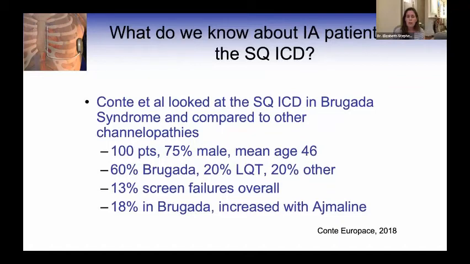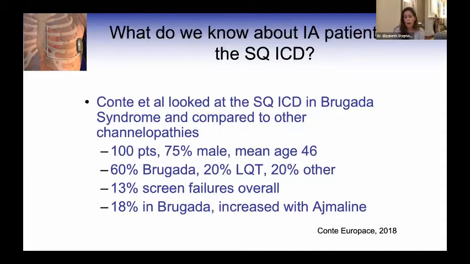Well, Conte et al. looked at their large Brugada syndrome group and compared it to some of their other channelopathies. So they had a slightly older group, 100 patients, 75% male, with a mean age of 46. 60% of their population was Brugada, and they compared against 20% LQT and 20% other inherited arrhythmias. They showed that they had a 13% screen failure overall, which is pretty similar to what's seen in the general sub-Q population, but it increased in the Brugada group to 18% and increased even more with adrenaline.